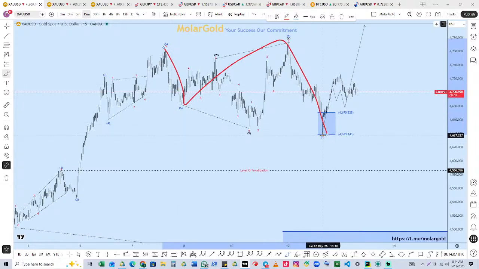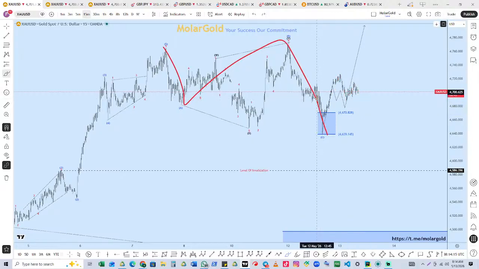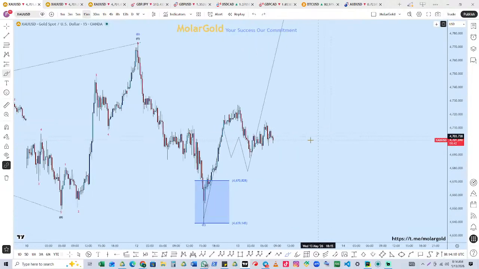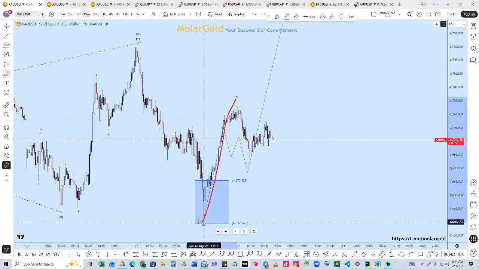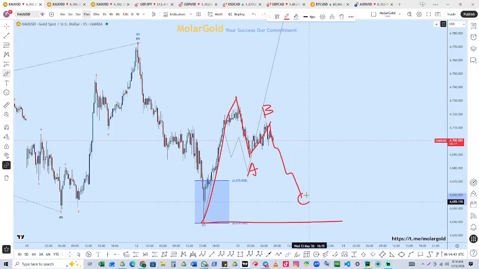So this is it. Now we are taking this to be a wave one, and now we are expecting the next move. Okay, so what is supposed to happen? Since this is a wave one, this will be the invalidation level. Invalidation levels. And this is our wave A, and this can be our wave B. And if that is the case, then it's a zigzag correction. We need to go further down, probably to this level, before we start going back up.